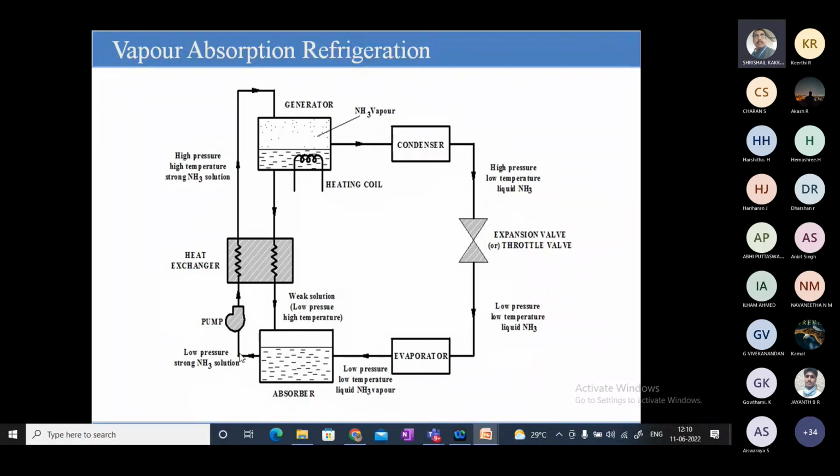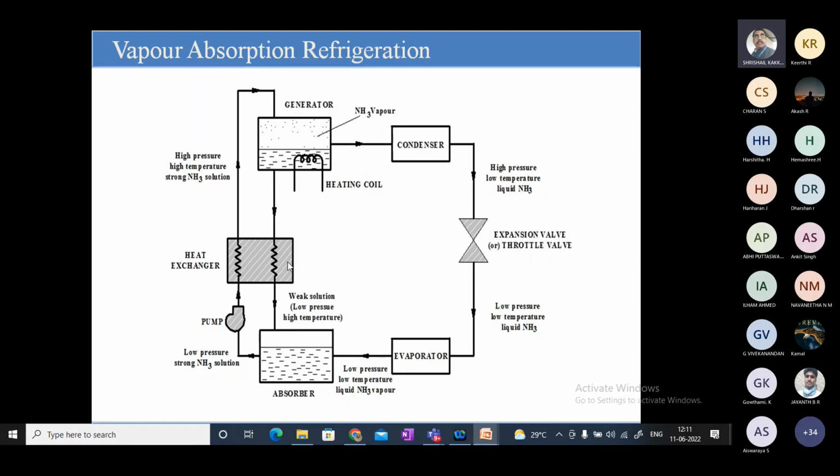The low temperature, low pressure strong solution will be entering this pump. This pump may be a screw pump or simply a vane pump. And when it is entering this and coming out of this point, what happens? It will be low pressure, low temperature liquid refrigerant, stronger solution. It was here. Now at this point, when it is coming out of the pump, it will be at high pressure. Now it is made to flow through this heat exchanger.